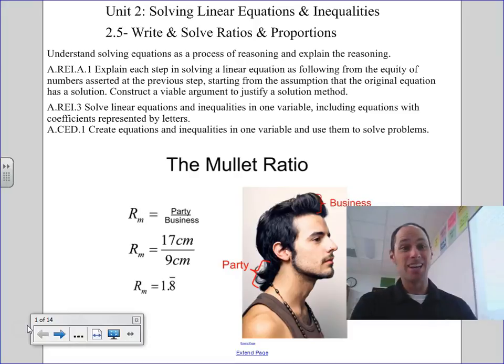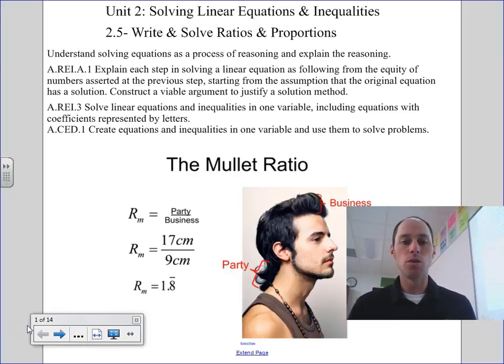Well, anyway, we're going to continue solving linear equations. We're going to apply what we know about equations, and we'll take what we know about that and apply it to a new thing known as ratios and proportions. We'll learn what a ratio is and how we can apply what we know about equations to proportions.